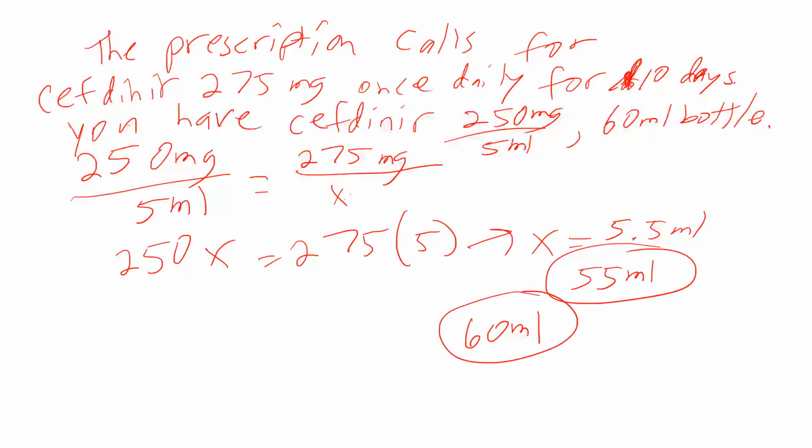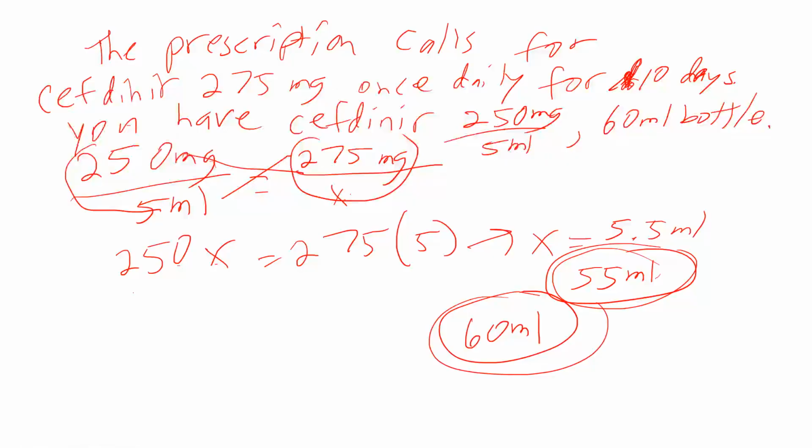So we do the proportion here, set it equal to this, then we just cross multiply: 250x equals 5 times 275. We have 55 mils, which means that a 60 mil bottle is a perfect size. If it was more than that, say 65 mils, 70, 80, whatever, then you could do the 100 mil bottle if you have it in stock. But since it's below 60 mils and we have a 60 mil bottle, this would be fine.